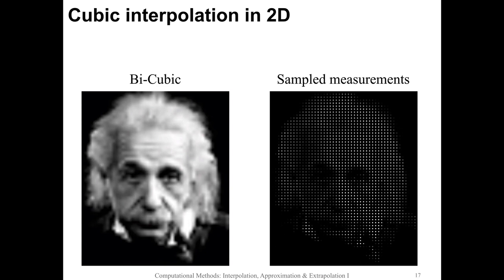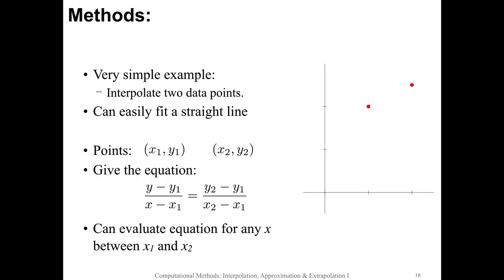And this is another interpolation scheme in 2D. This time it's using cubic interpolation. Again, just illustrations and examples. So let's talk about some methods then. Here's a very simple example. Let's have 2 knot point locations, x1 and x2, and 2 measurements, y1 and y2.